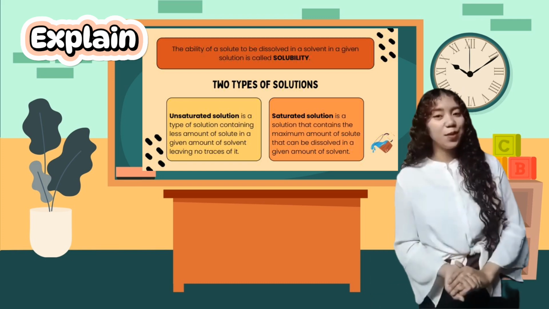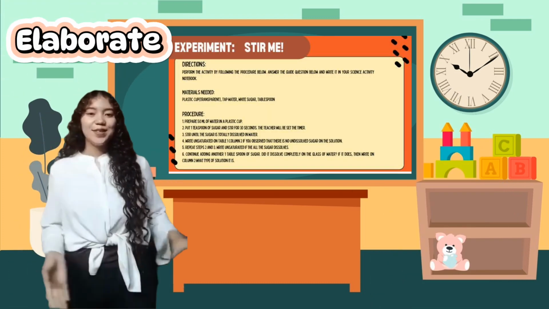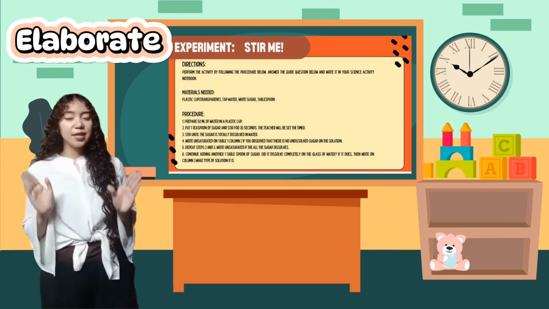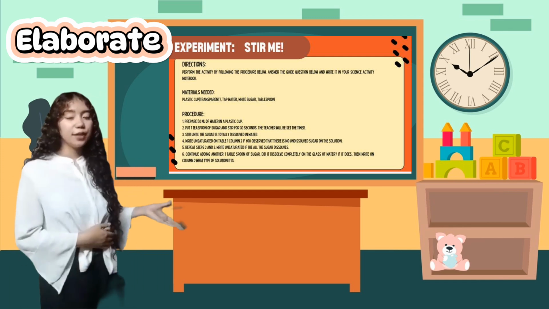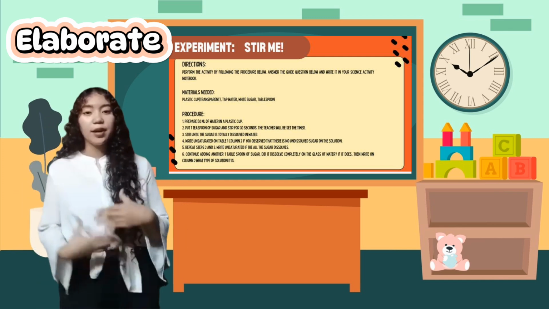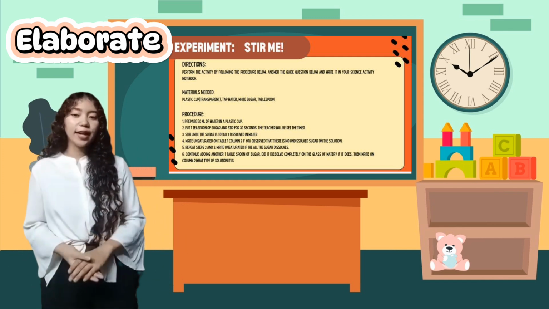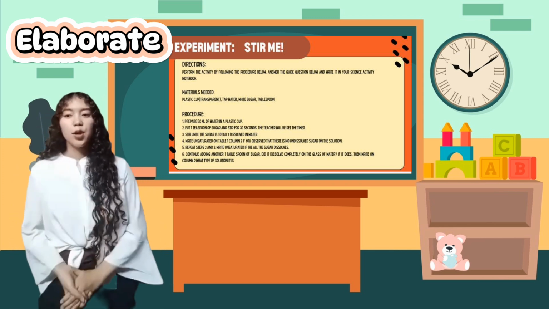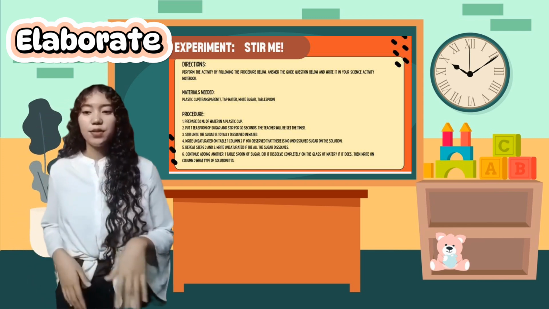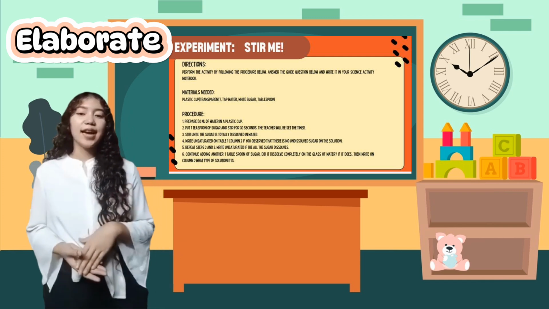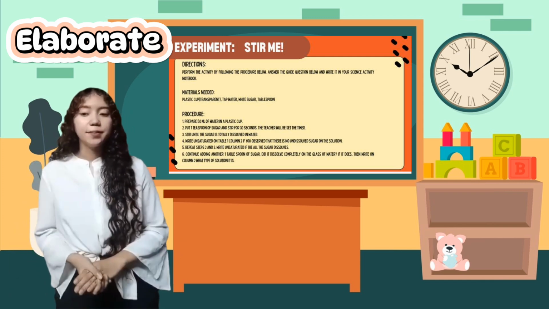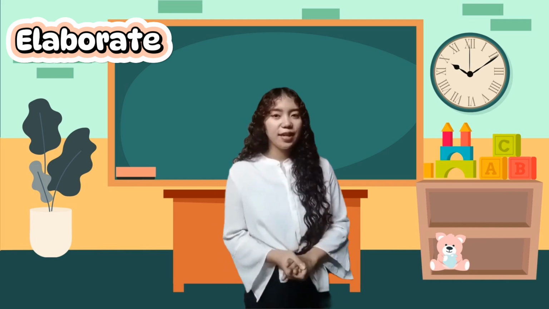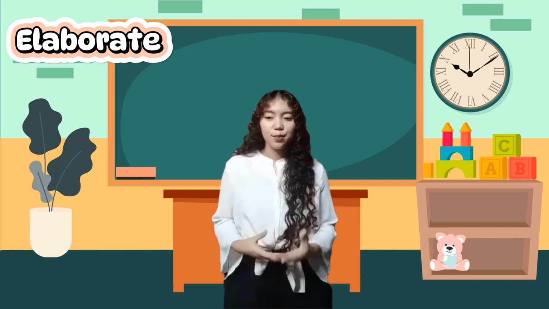So, good job, everyone. Okay, class, now we're going to do the stir me experiment. So, listen to me first. Before doing the experiment, I want you to read carefully the procedures where each group will add sugar to water and observe at what point the sugar no longer dissolves. So, please record your observations and answer the guiding question I provided. Okay, is everyone ready? Okay, you may start the experiment.